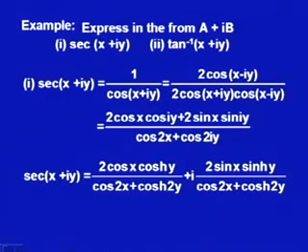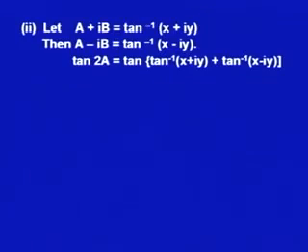For the second part, tan inverse (x + iy), we take A + ib as tan inverse (x + iy), and we write A - ib as tan inverse (x - iy). Then adding these two, we get tan of 2A is equal to tan of (tan inverse (x + iy) + tan inverse (x - iy)).